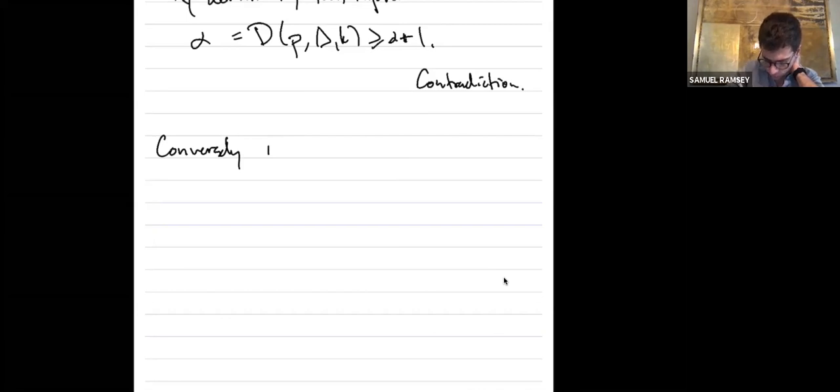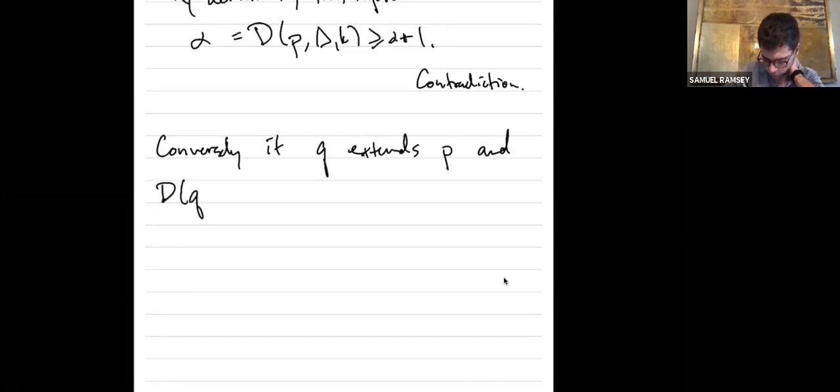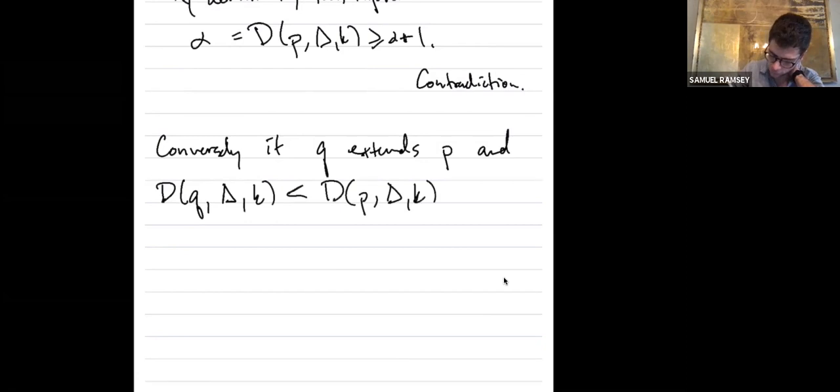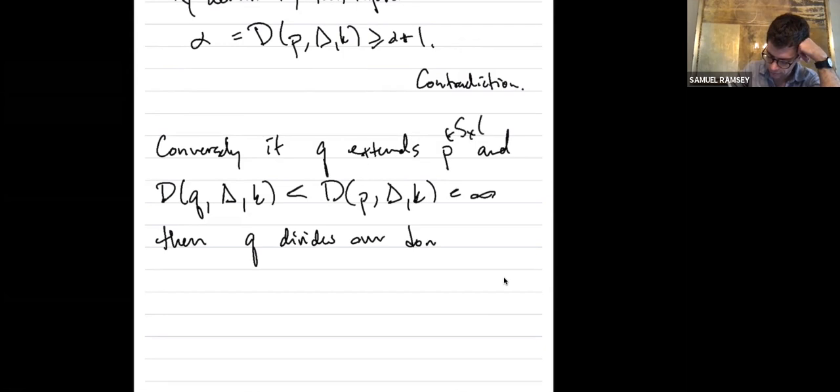So conversely, if Q extends P, so you have two types where Q extends P, and the rank of Q is strictly less than the rank of P, which is less than infinity, then it follows that Q divides over the domain of P. So let's say P is like a type in S_x of A, and Q is an extension. So then it divides over the domain of P, which is A.